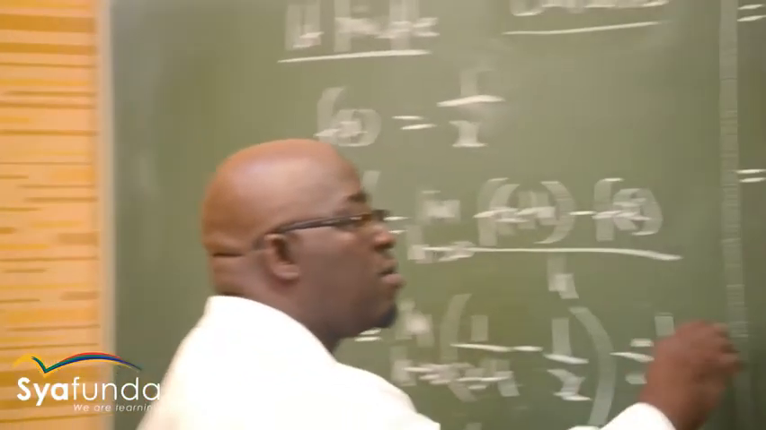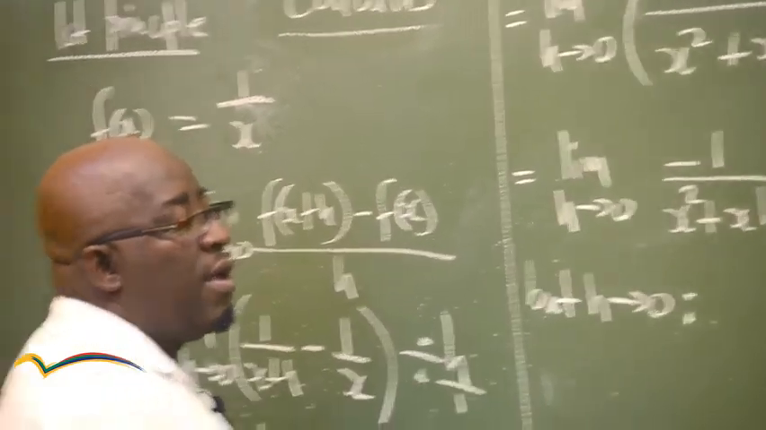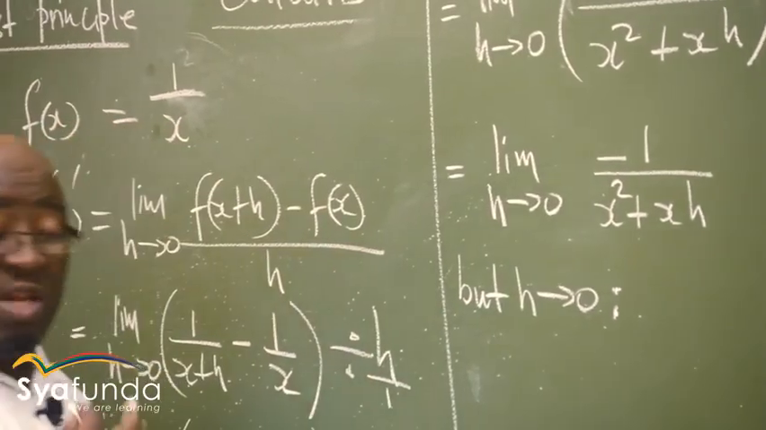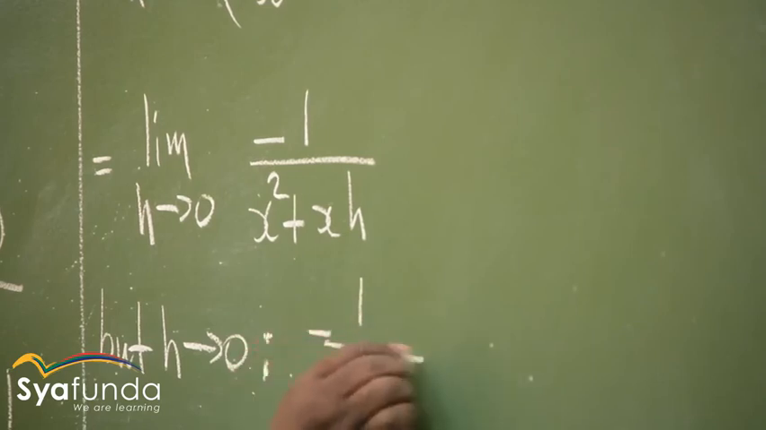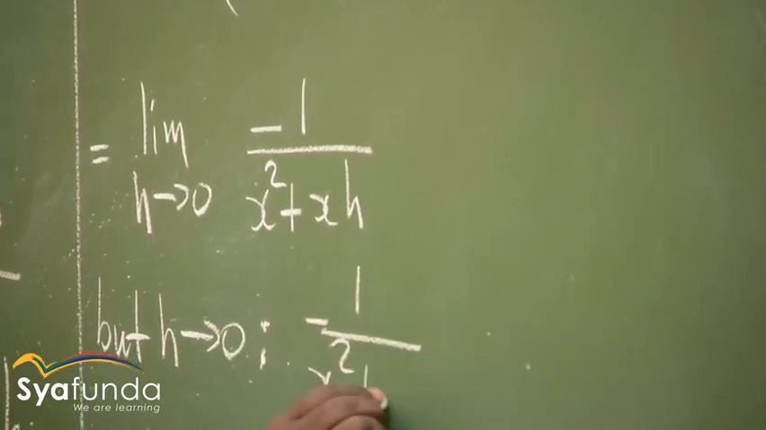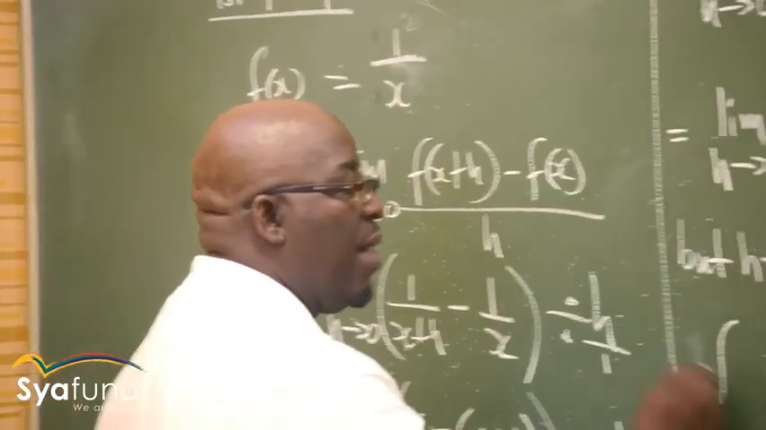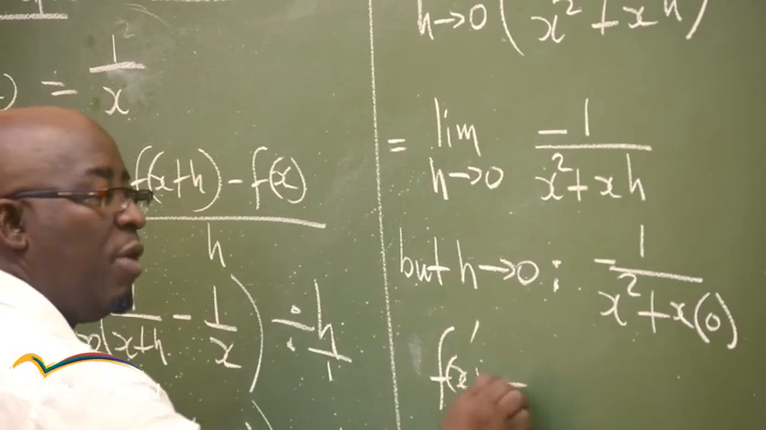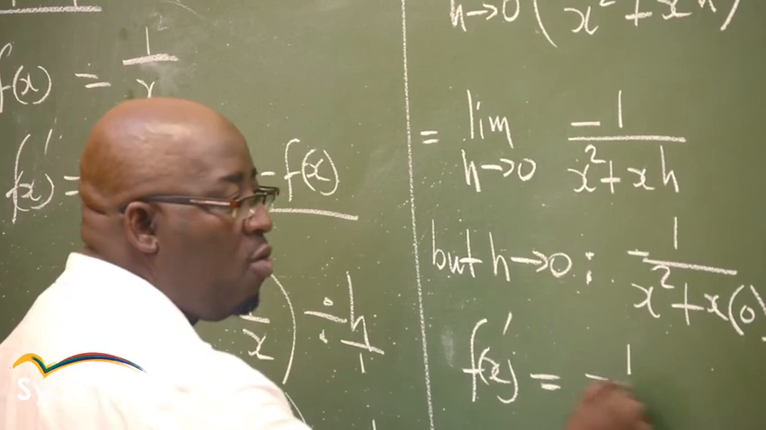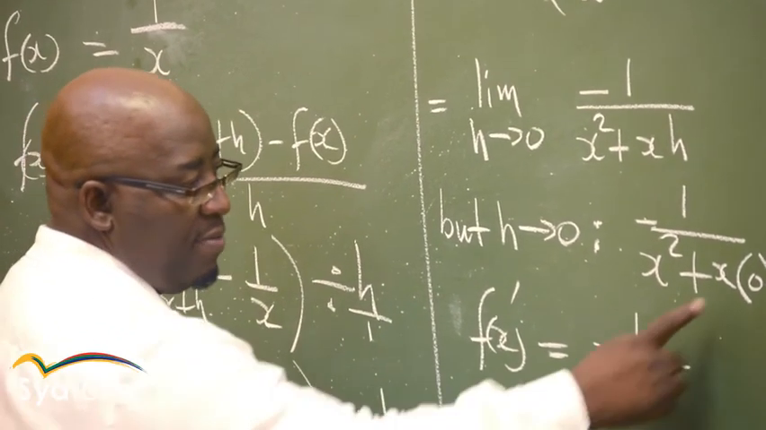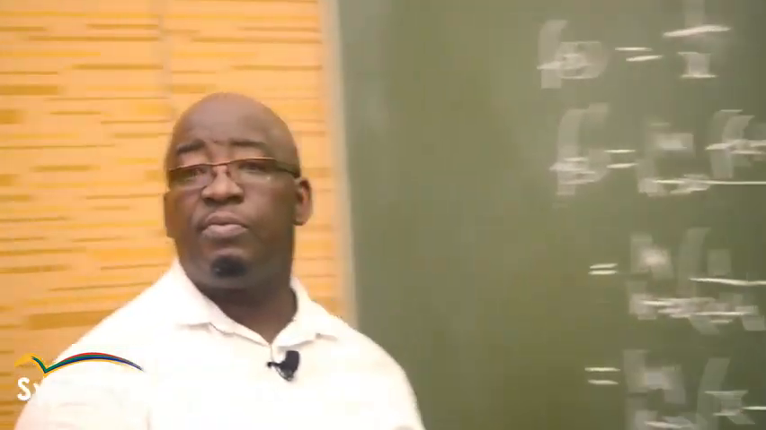But h approaches 0. Then wherever we see h, we need to push in 0 there. Then we will have minus 1 over x squared plus x, where there was h, we push in 0. Eventually, our f of x prime will be equal to minus 1 over, this will be 0, x squared. This is our final solution. Thank you.